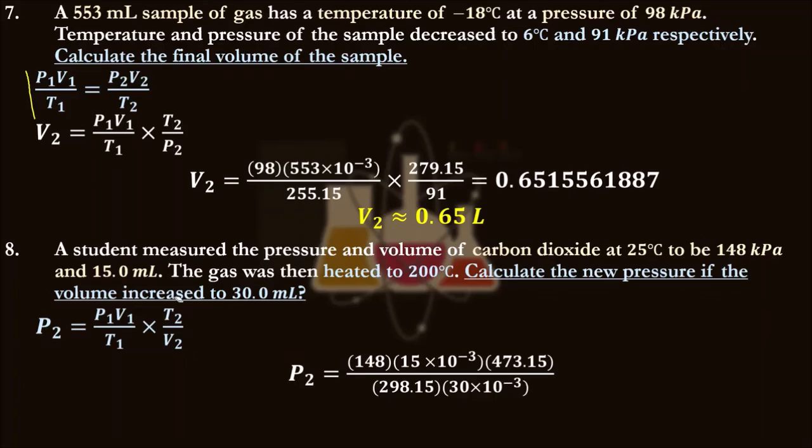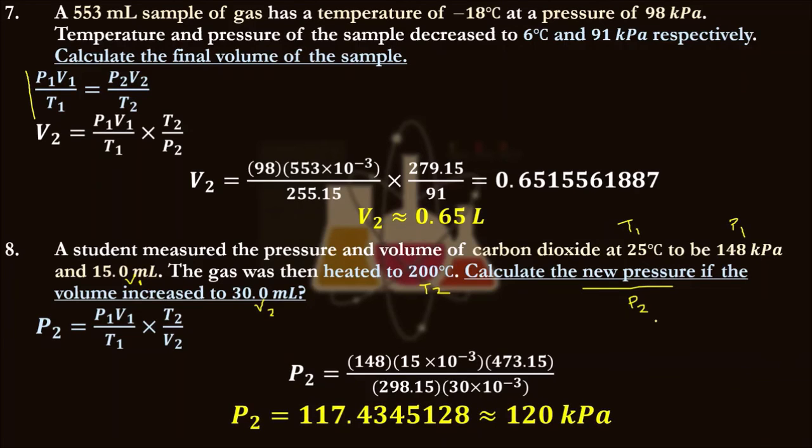Okay, so P1 is this one over here. I have T1 over here. T2 is this number here. V1 is over here. V2 is here. I'm trying to find the new pressure, which is P2. The answer I find is 117.